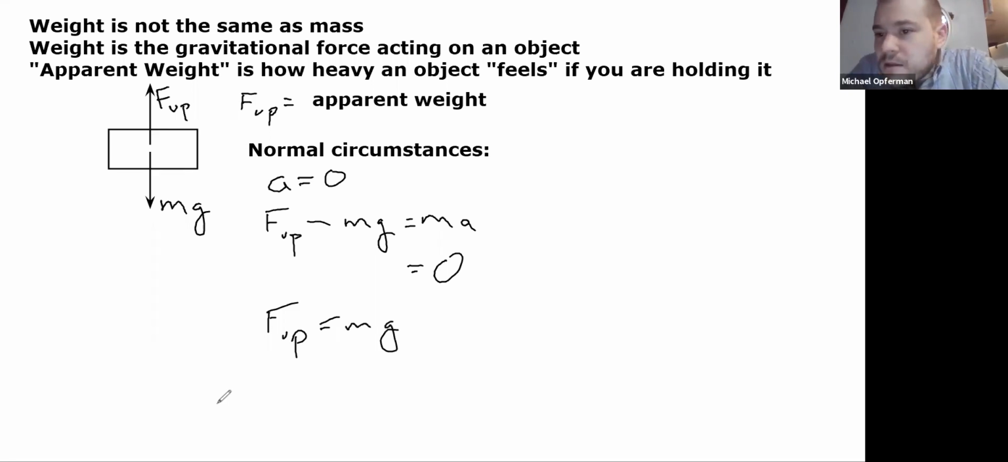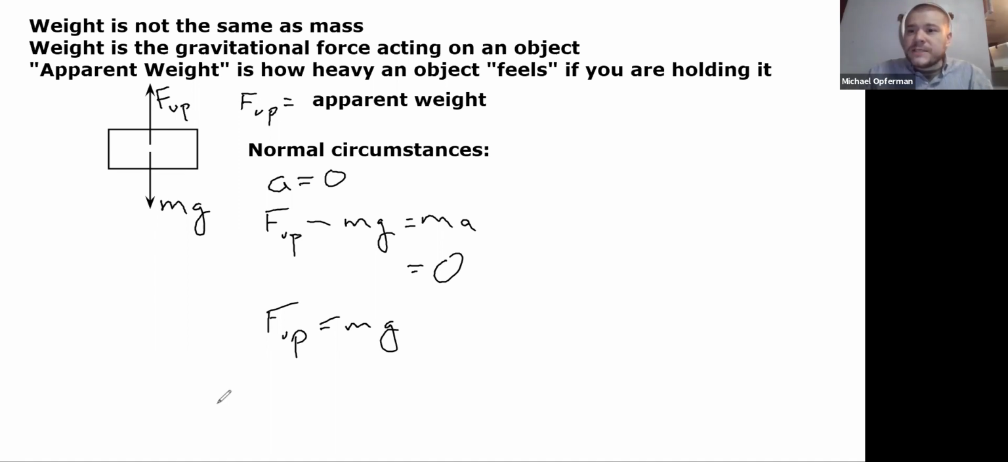And I end up getting, not surprisingly, that the object's apparent weight is equal to the object's weight. And everything makes perfect sense. And that's how a scale works. Because normally the apparent weight is just equal to the weight, the reading on the scale will equal the weight of the object that's on the scale. That's under normal circumstances, okay? Now, what do I mean by normal circumstances? What are abnormal circumstances?